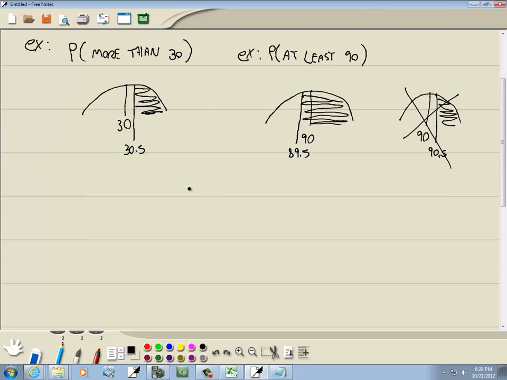Now let's go down here. At most 25. Here's 25. Now you have to think if that wording includes 25. At most 25 includes 25. And it's shading to the left, so I have to add 0.5 here. Again, if our wording includes 25, our shading should include 25.